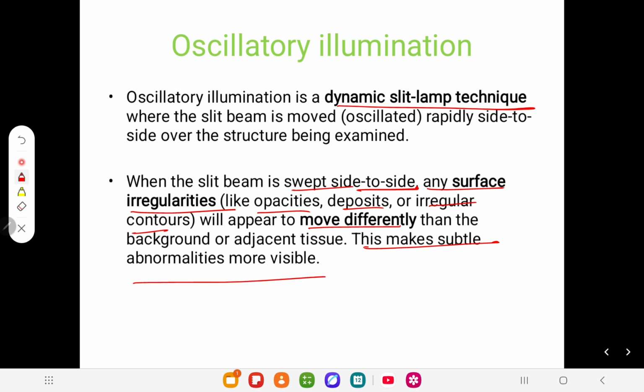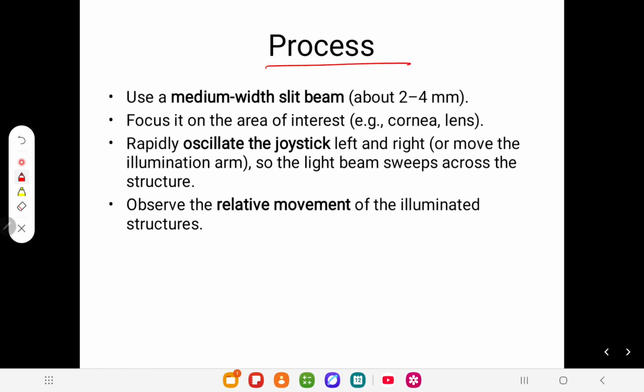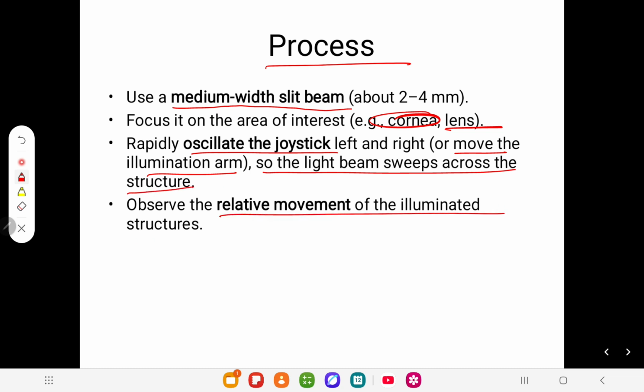It's very important, especially whenever you try to understand endothelitis, or if there are any irregularities in the posterior surface of the cornea. This technique is very helpful. The process is to use a medium width of slit beam and focus on the area of interest, cornea or the lens. Rapidly oscillate the joystick from left to right and move the illumination arm so that the light beam sweeps across the structure. Observe the relative motion of the illuminated structure. By practicing this technique, you will get mastery over time.